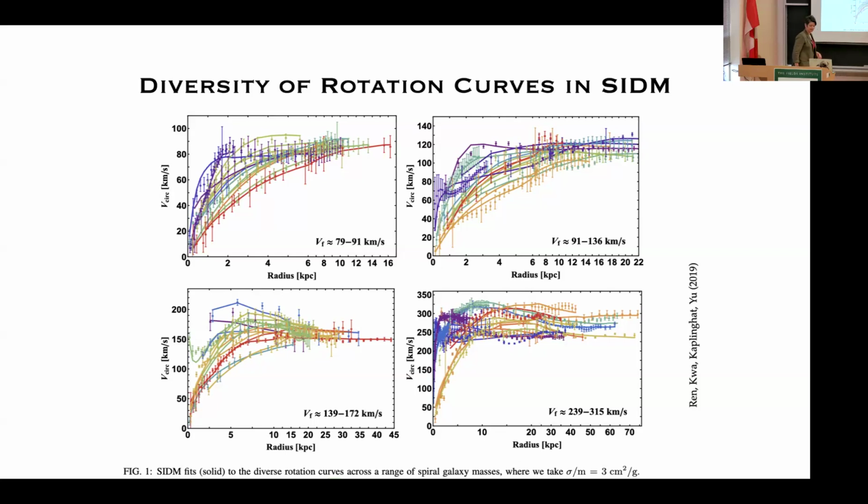And in this case, they said basically because SIDM creates a core and it thermalizes the inner velocity distribution, and then the dark matter becomes very sensitive to what the baryons are doing. So this is actually a key result in terms of diversity.